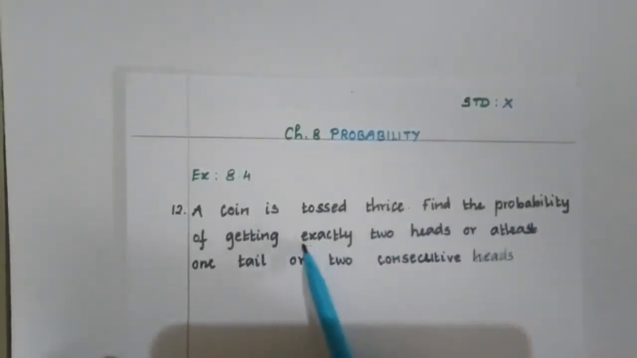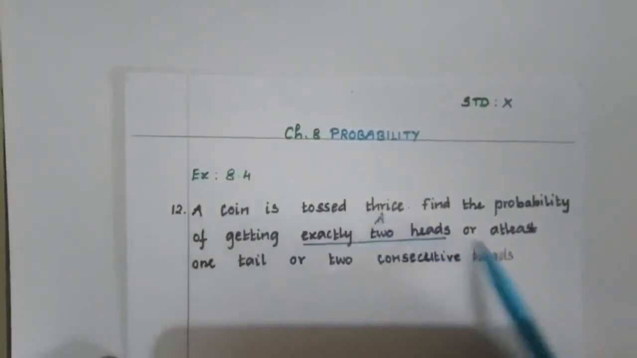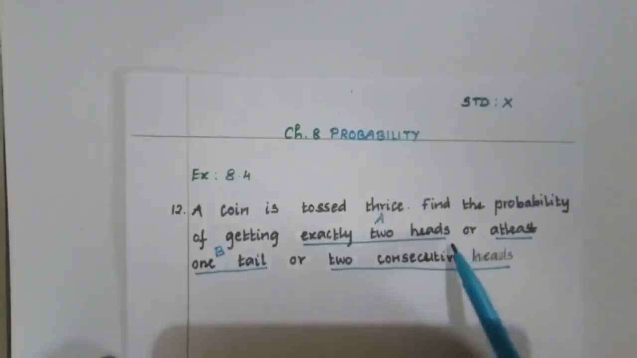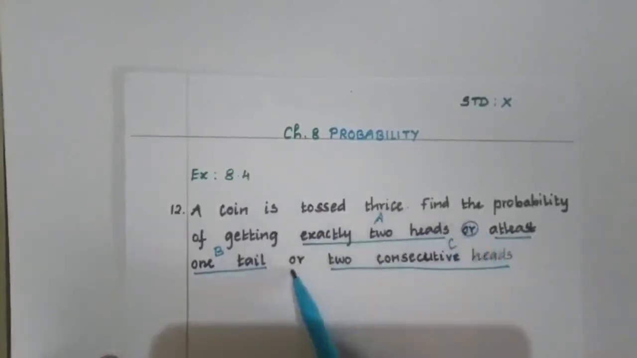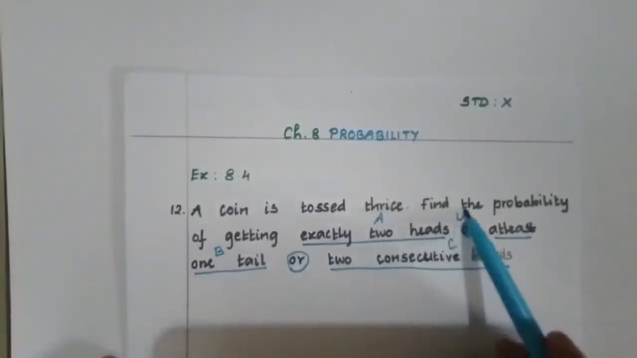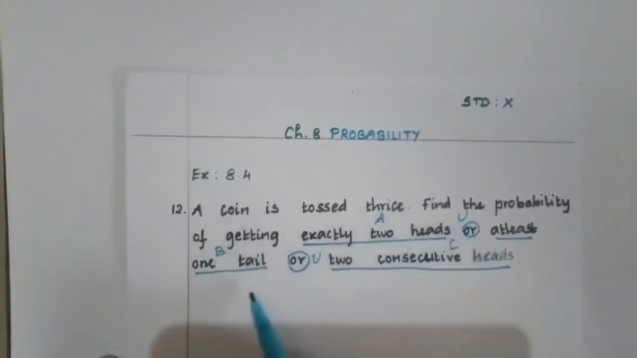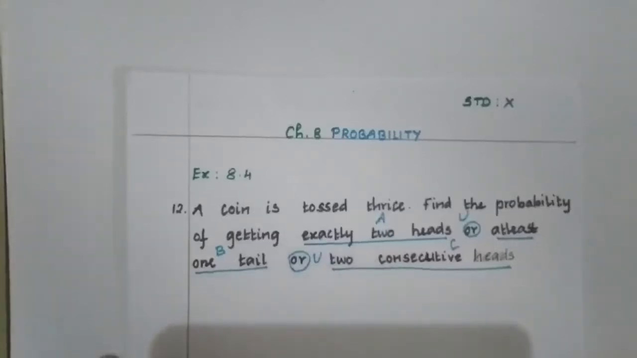So getting exactly 2 heads, let us take this as event A, at least 1 tail, let us take this as event B, and 2 consecutive heads, let us take this as event C. And what about this symbol? Yes, this stands for union. So now we have to find the value of A union B union C. Is it clear, students? Yes.